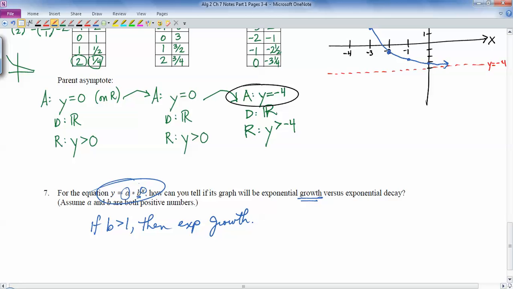Well, if b is between 0 and 1, like a half or a fourth or 2/3, then you take whatever a is and you keep multiplying it by 2/3, and then times another 2/3 and another 2/3, or by 1/4 and another 1/4 and another 1/4. So then you get smaller and smaller and smaller numbers. So if b is between 0 and 1, then you get exponential decay. So you just keep getting smaller and smaller.